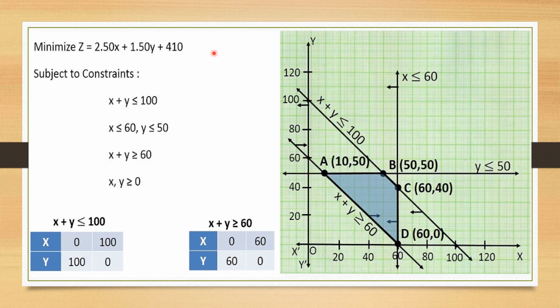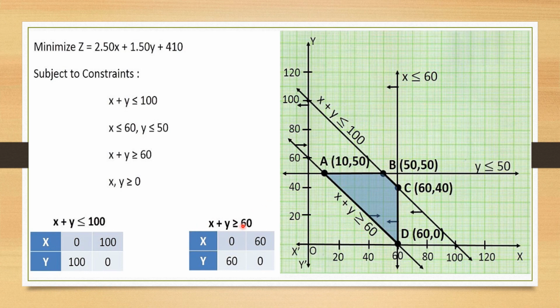Now we need to minimize this subject to these constraints. Consider the corresponding equation x plus y equal to 100. x = 0, y = 100; y = 0, x = 100. See the less than or equal to sign. The origin is satisfied, 0 is less than or equal to 100, so shading will be towards the origin, and this is your corresponding line, and shading is towards the origin.